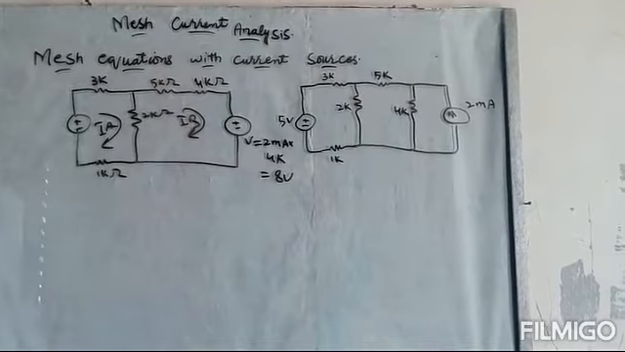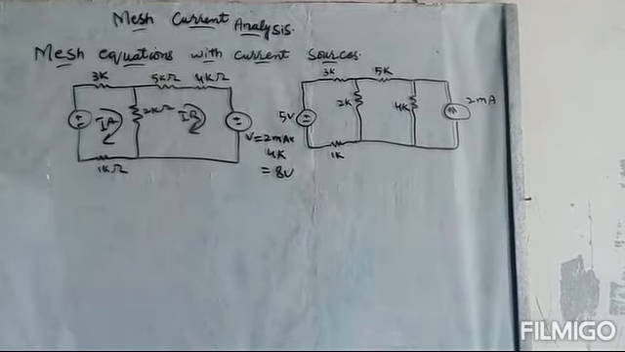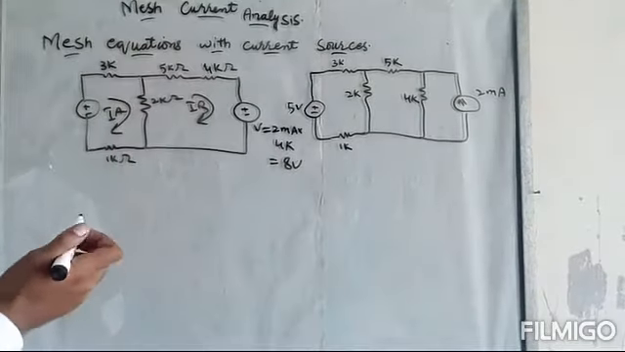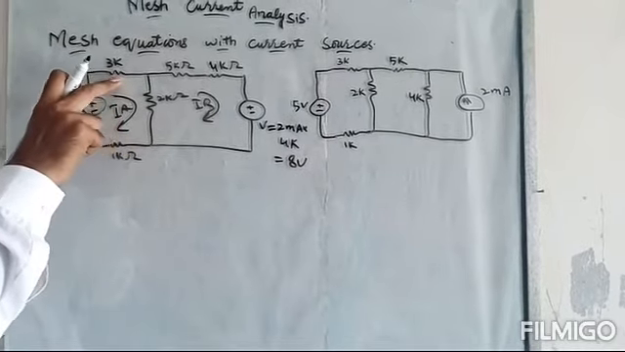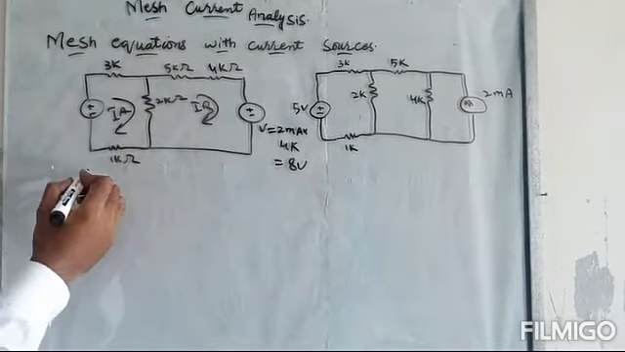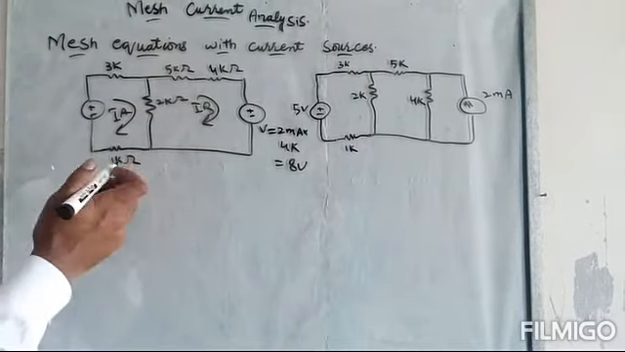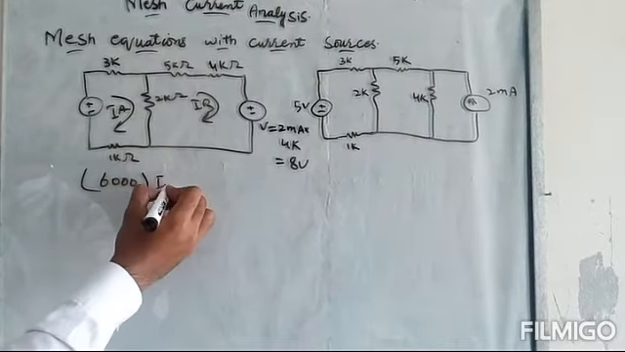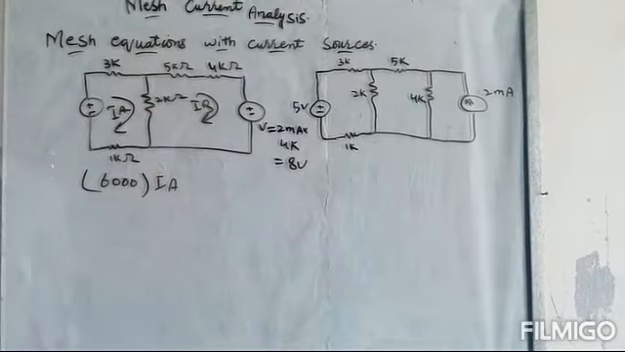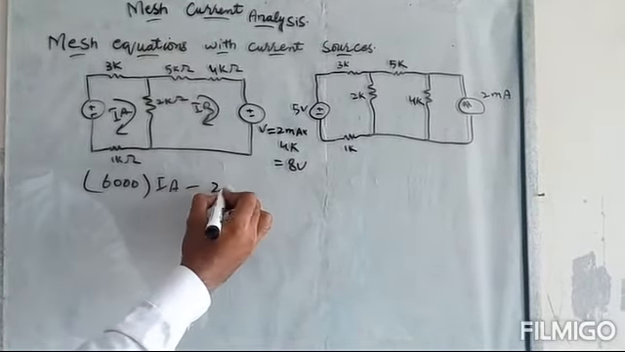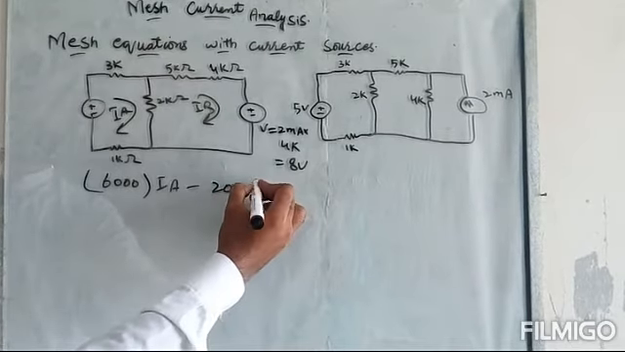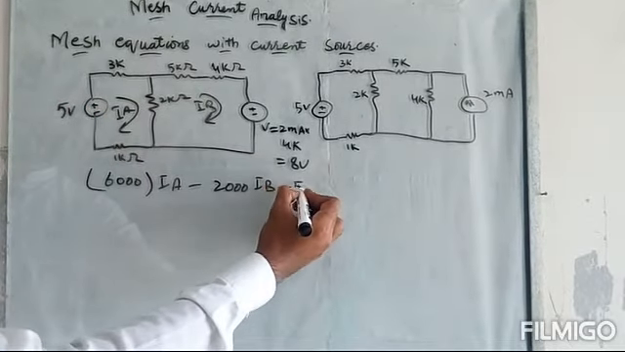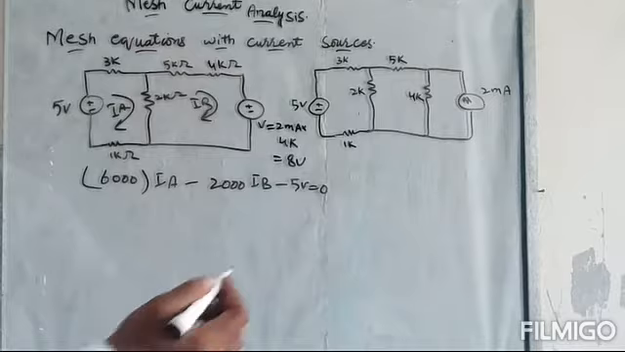First we will write the equation for IA. As we have studied earlier, we can write the mesh equation by inspection also. What we have to do is find the total resistance of this mesh: 3 plus 2 plus 1, 6K or 6000 ohms multiplied by IA. Now this 2 kilo ohm resistance is shared, so we will subtract it: 2000 multiplied by IB, and minus this 5 volts. So minus 5 volt is equal to 0. This is our equation 1.